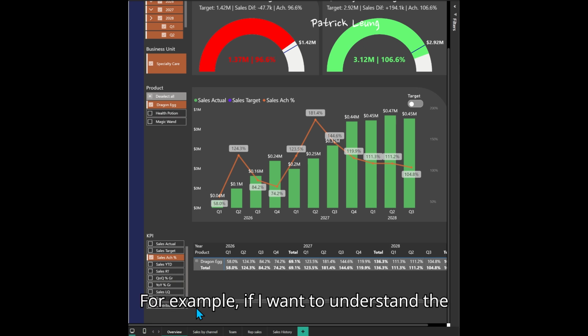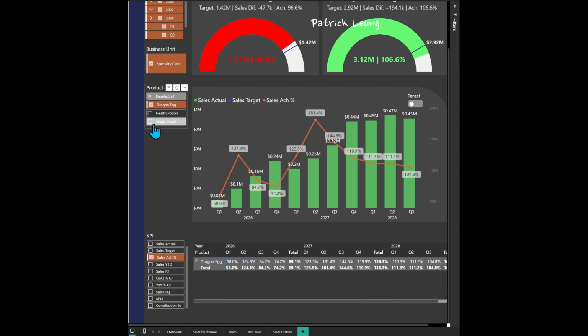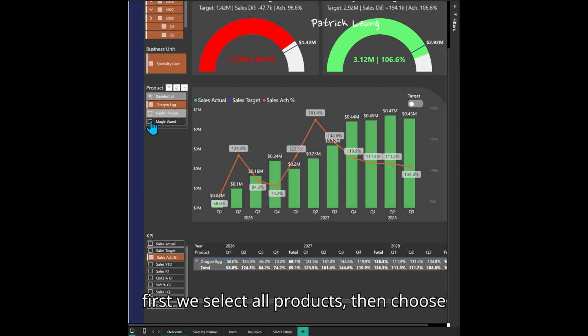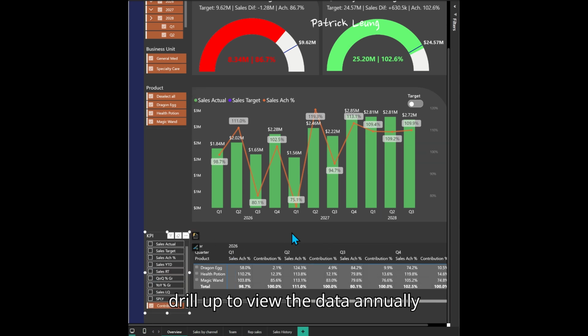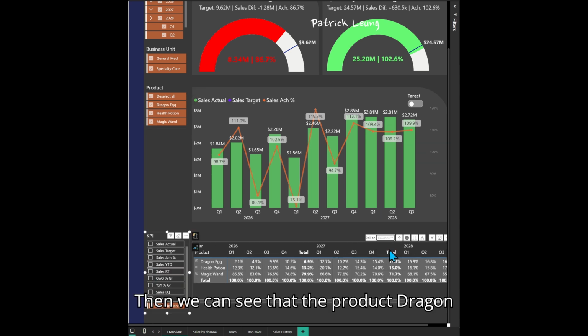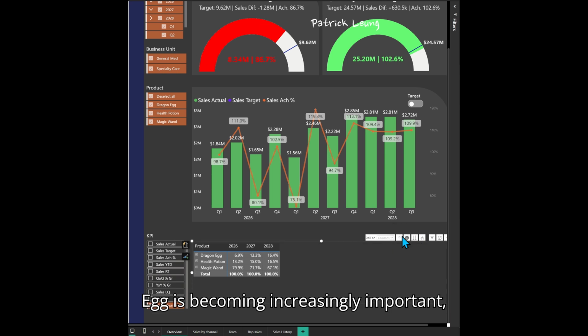For example, if I want to understand the sales contribution of products to inform business strategy, first we select all products, then choose the KPI contribution percent, and finally drill up to view the data annually. Then we can see that the product Dragon Egg is becoming increasingly important, contributing a greater percentage of the company's total sales, whereas the product Magic Wand is declining in importance.